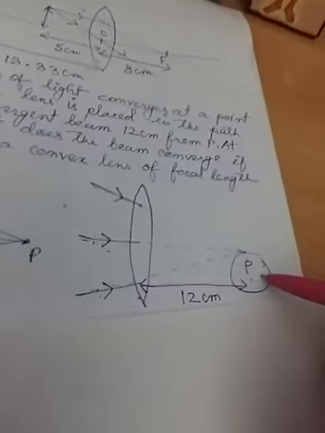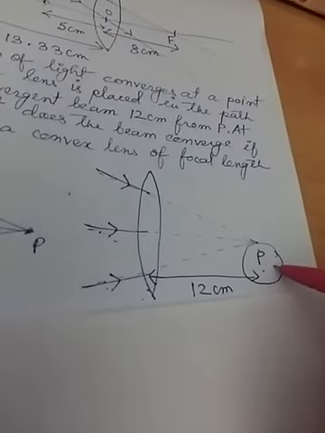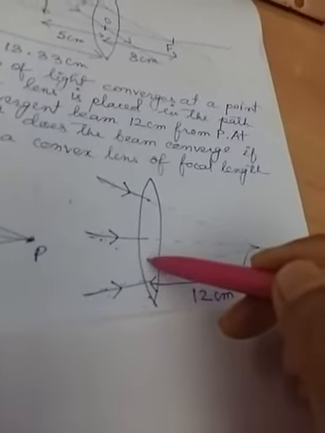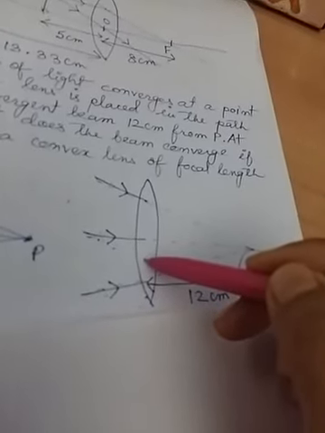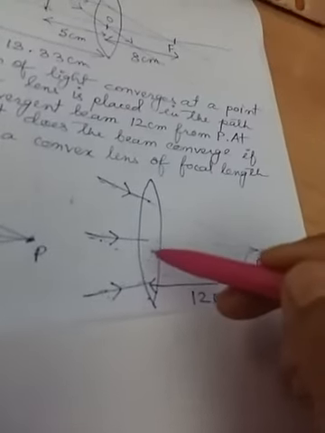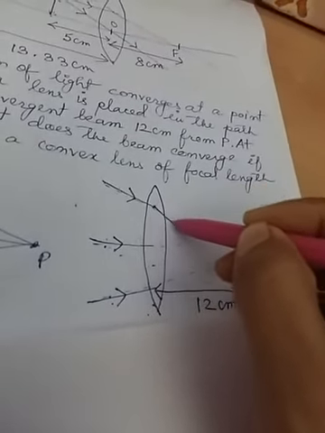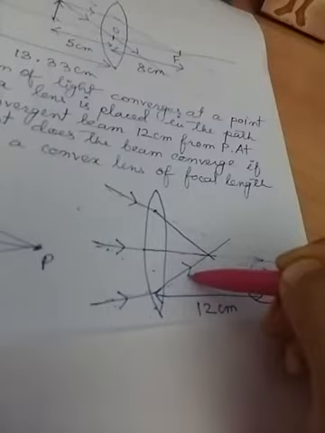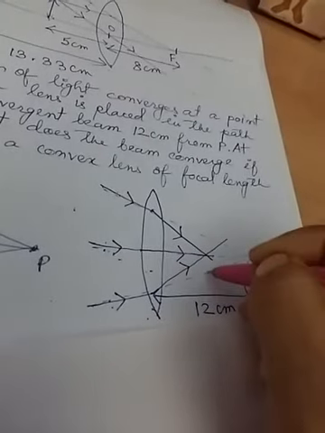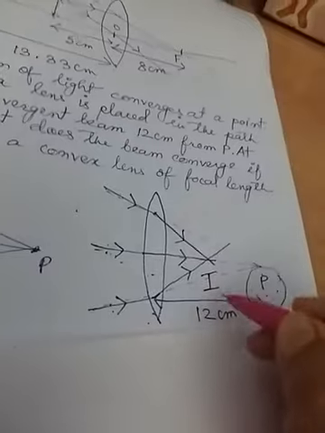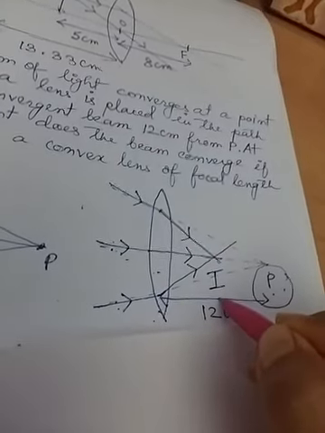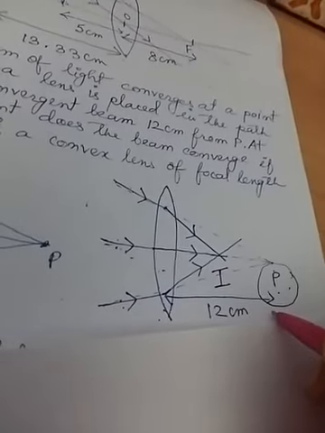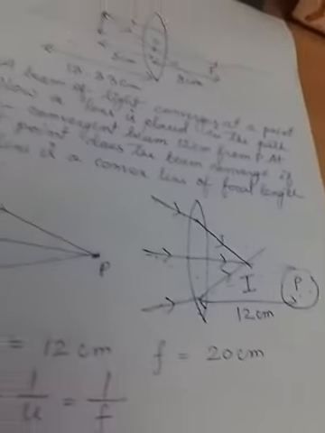Since P is acting as a virtual object for the convex lens, and this is a converging lens, it means that the rays of light now converge again. If they converge again, they converge at a different point. That particular point is now acting as the image for the object P. So it is a virtual object.